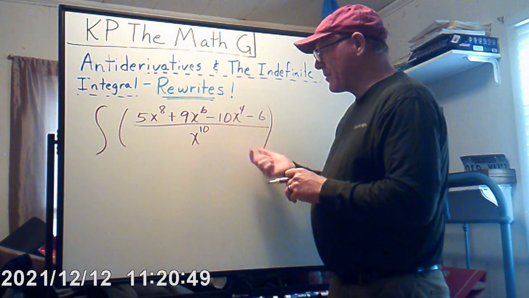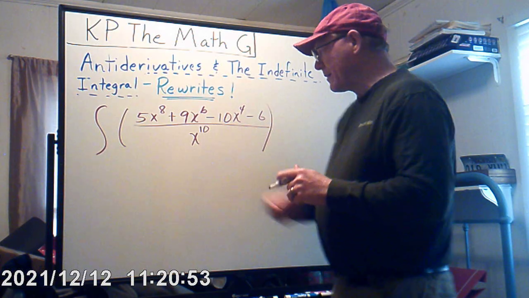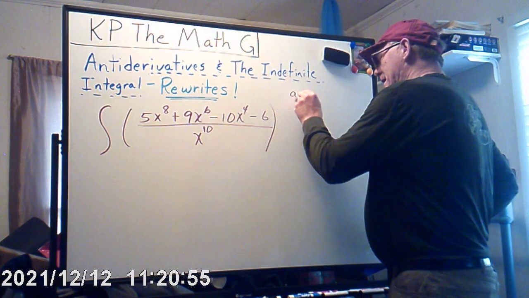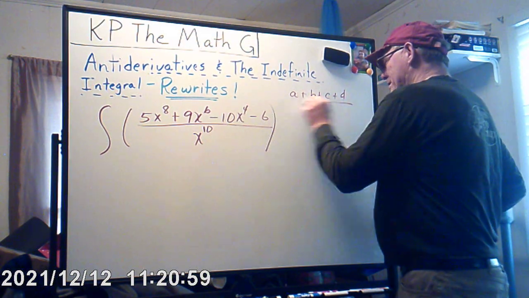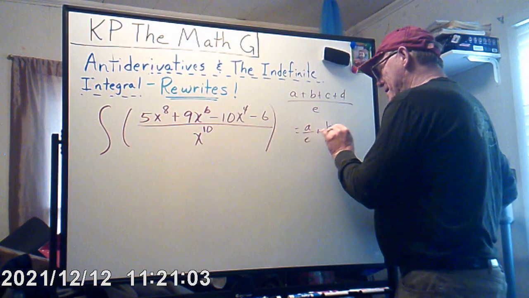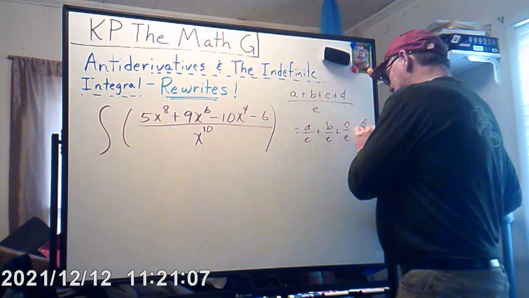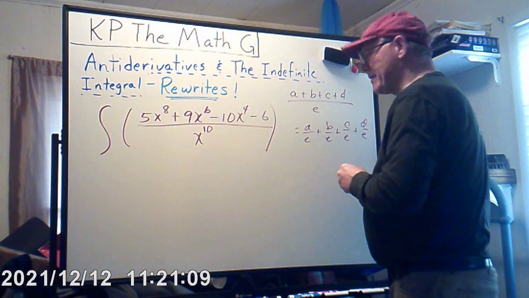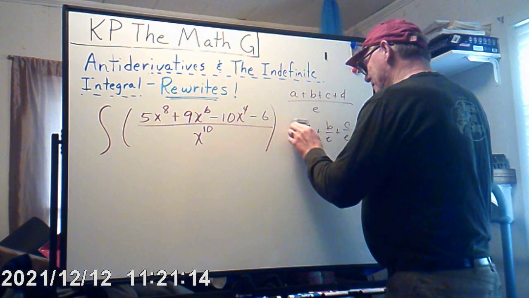Sometimes you run into this situation here, and it's like this. If you have a plus b plus c plus d all over e, well, that's a over e plus b over e plus c over e plus d over e. And that's a basic rule that I think sometimes students miss.